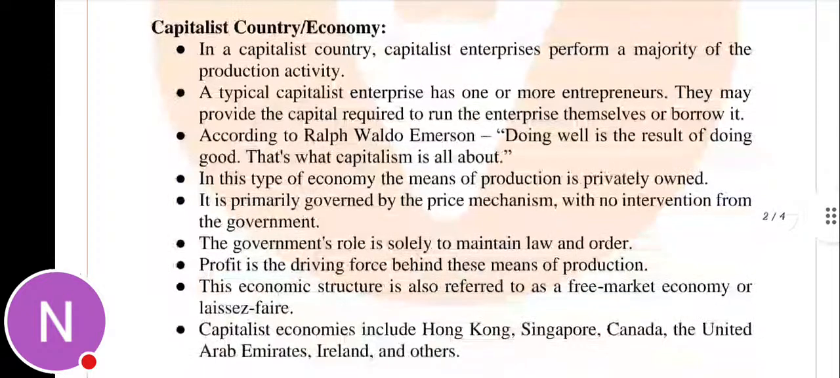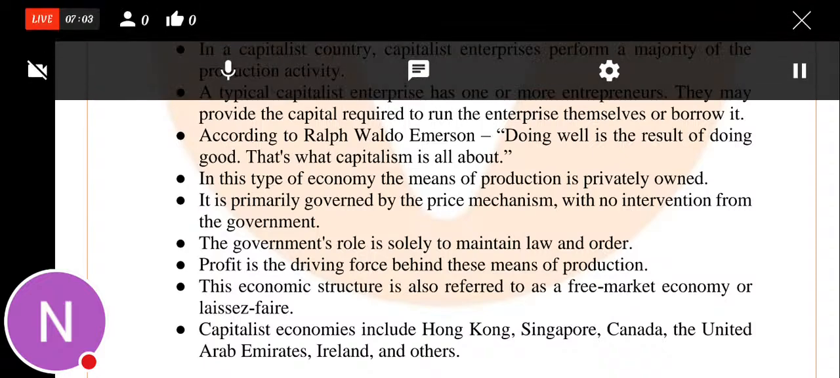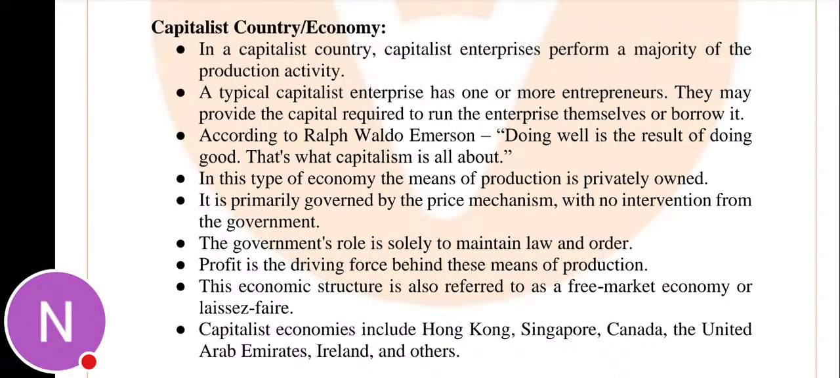Next is capitalist country or economy. In a capitalist country, capitalist enterprises perform a majority of production activity. A typical capitalist enterprise has one or more entrepreneurs. They may provide the capital required to run the enterprise themselves, or they can borrow it from others. And according to Ralph Waldo Emerson, doing well is the result of doing good. That's what capitalism is all about.